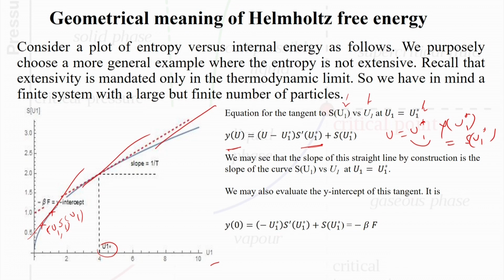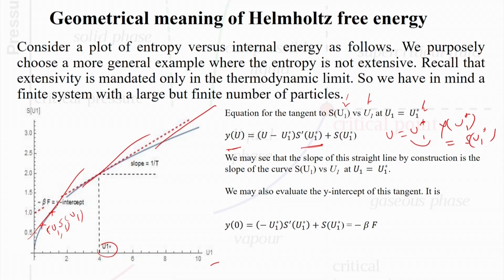So, now that I have got a straight line, notice that this straight line is unique. The moment I pin down what is u1 star and the nature of the function s of u, this straight line becomes unique. Now, because it is unique, I can ask myself what is the value of the y intercept. In other words, if u is 0, what is the value of y? That is precisely what is known as Helmholtz free energy.